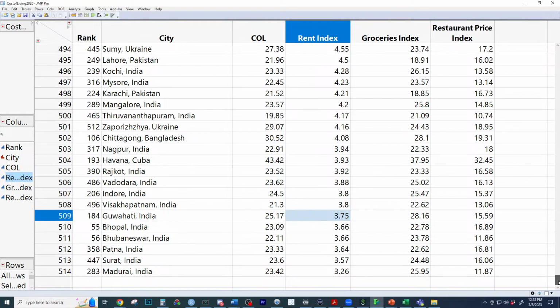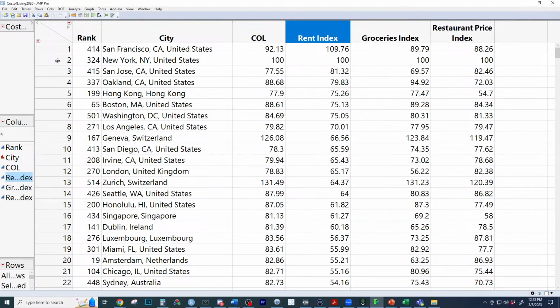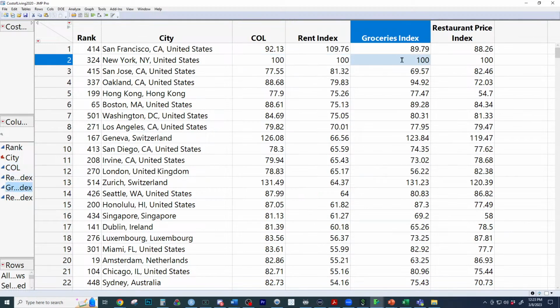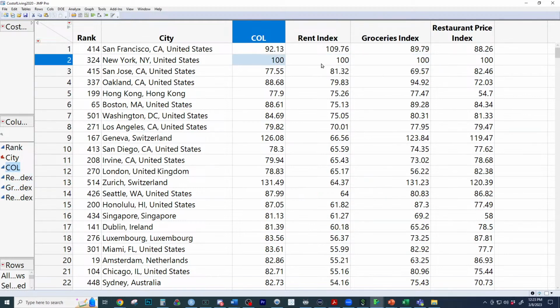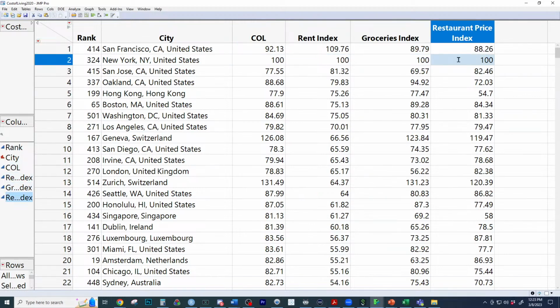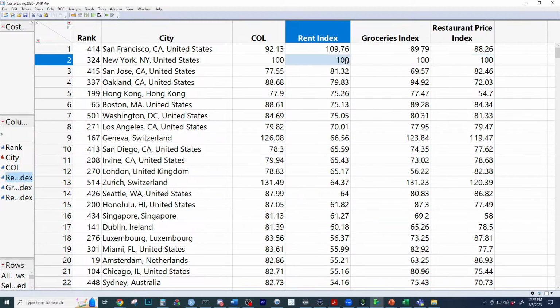Well, New York City compared to New York City is the same. It's 100 because the groceries cost what the groceries cost in New York City. Groceries cost a little bit less, about 90% of what they would cost in New York City. But New York City costs what New York City costs. Does that make sense? The cost of rent in New York City is the cost of rent in New York City. The cost of rent in California is about 9.7% higher than it is in New York City. In San Jose, California, the rent is about 19% less than what it is in New York City.